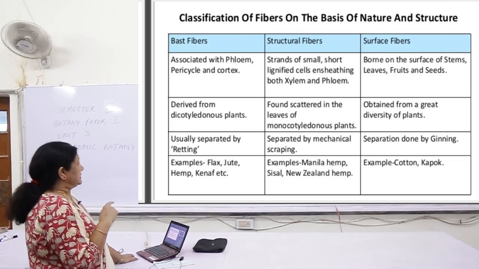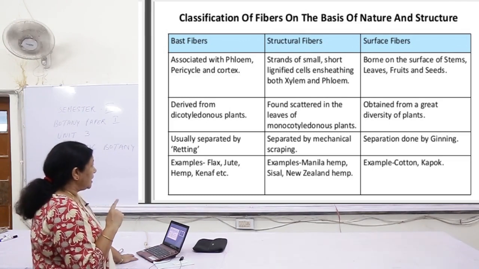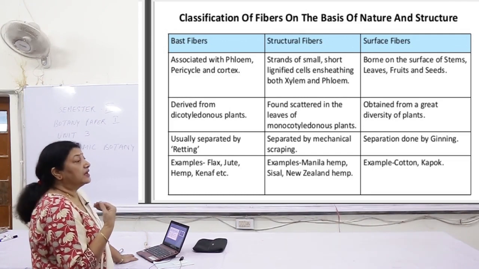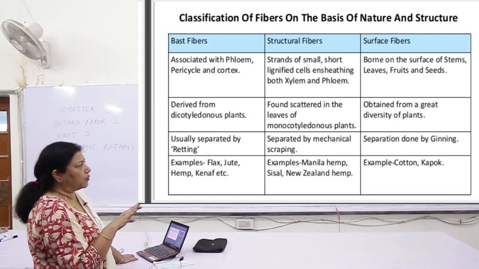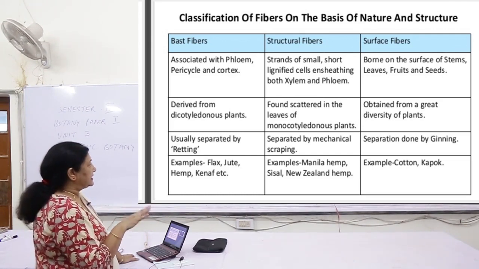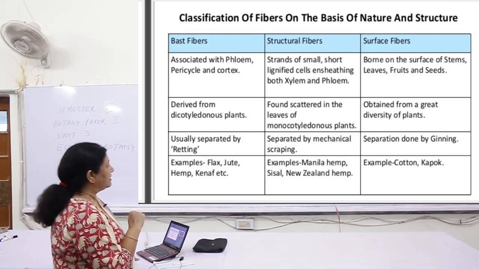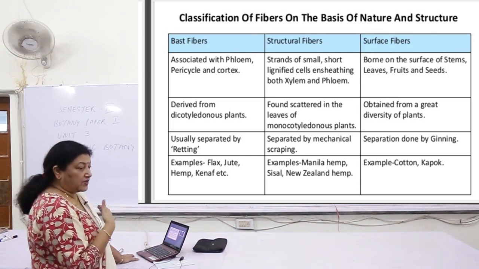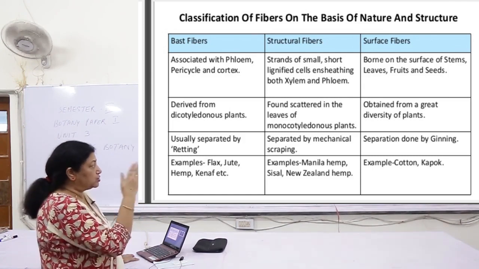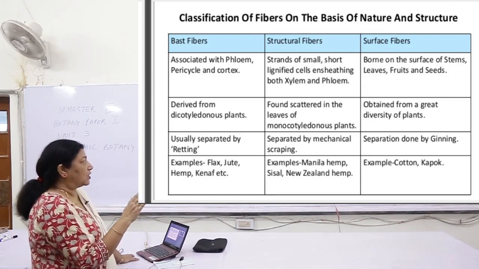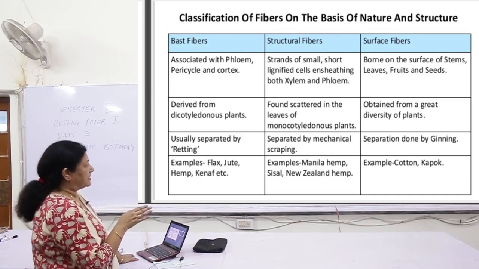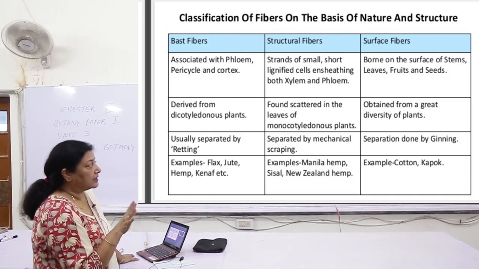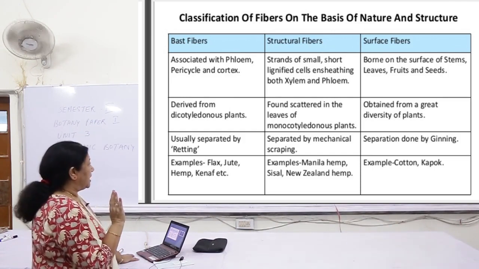Then coming to the third point, bast fibers are usually separated by retting. Retting means we keep them in water for quite some time till they get separated. That is called retting. Structural fibers are separated by scraping. That is, we use some tool to scrape it off and remove it. That is called mechanical scraping. And the third separation is done by ginning, that is through a machine.